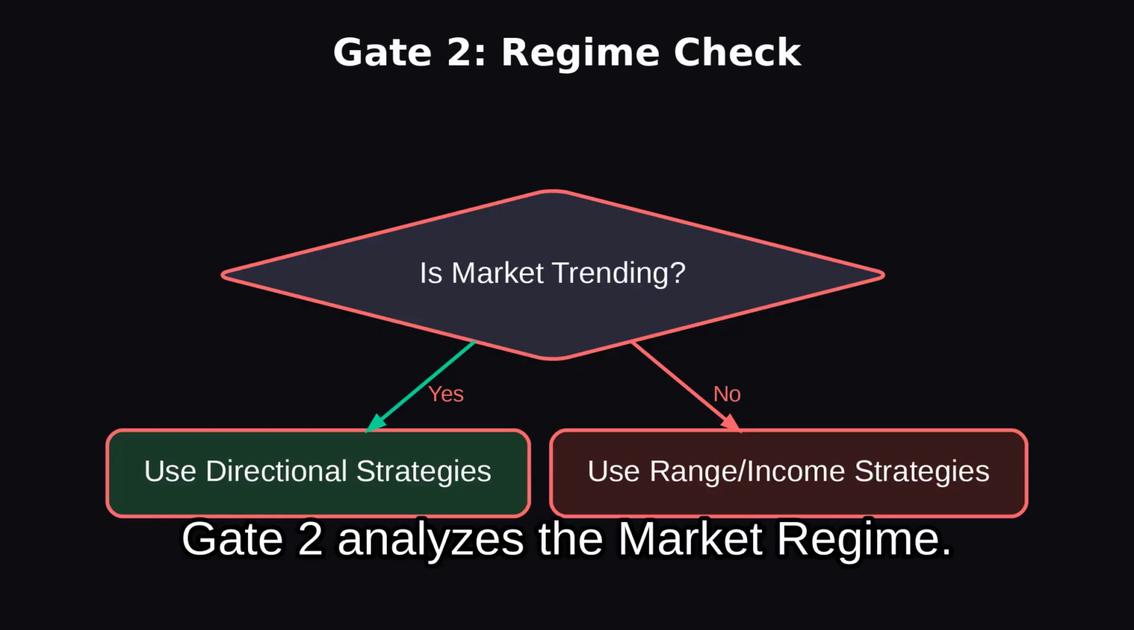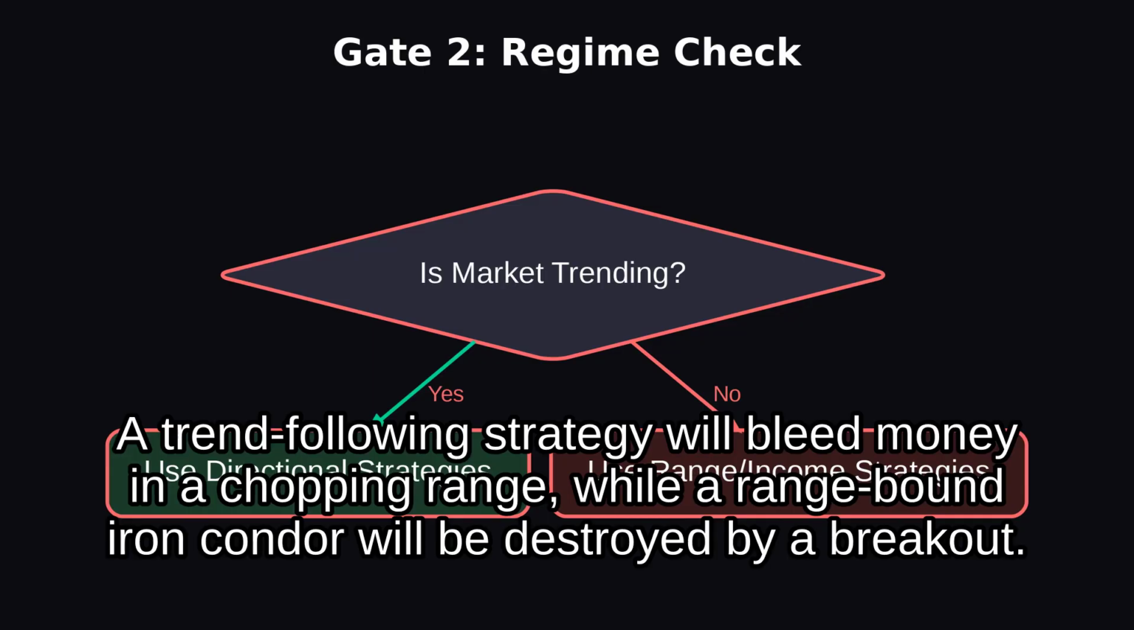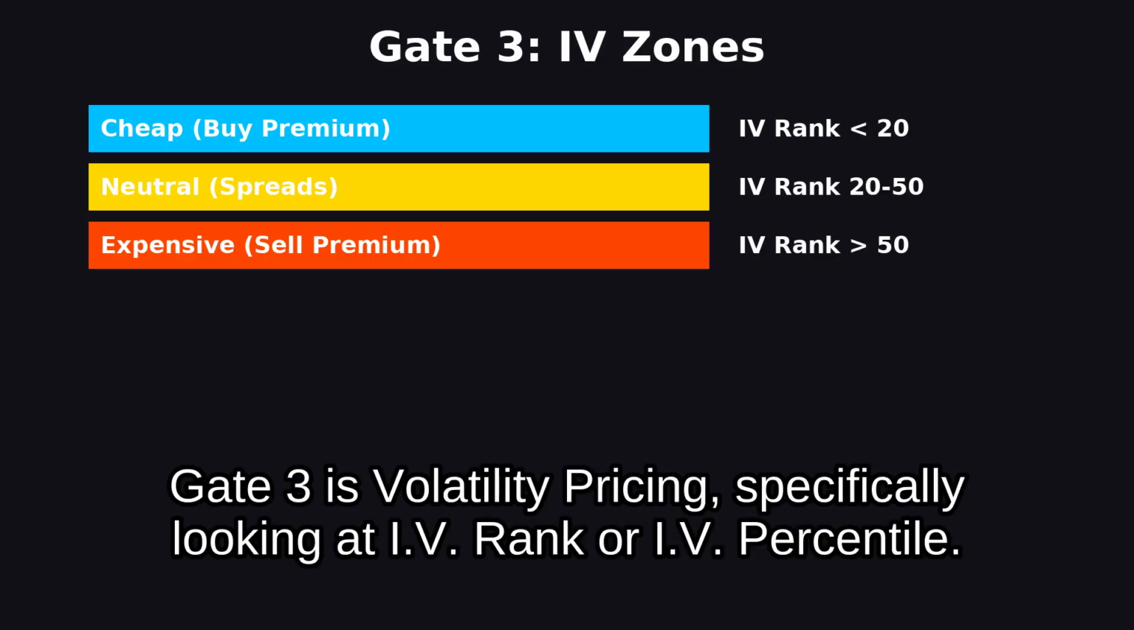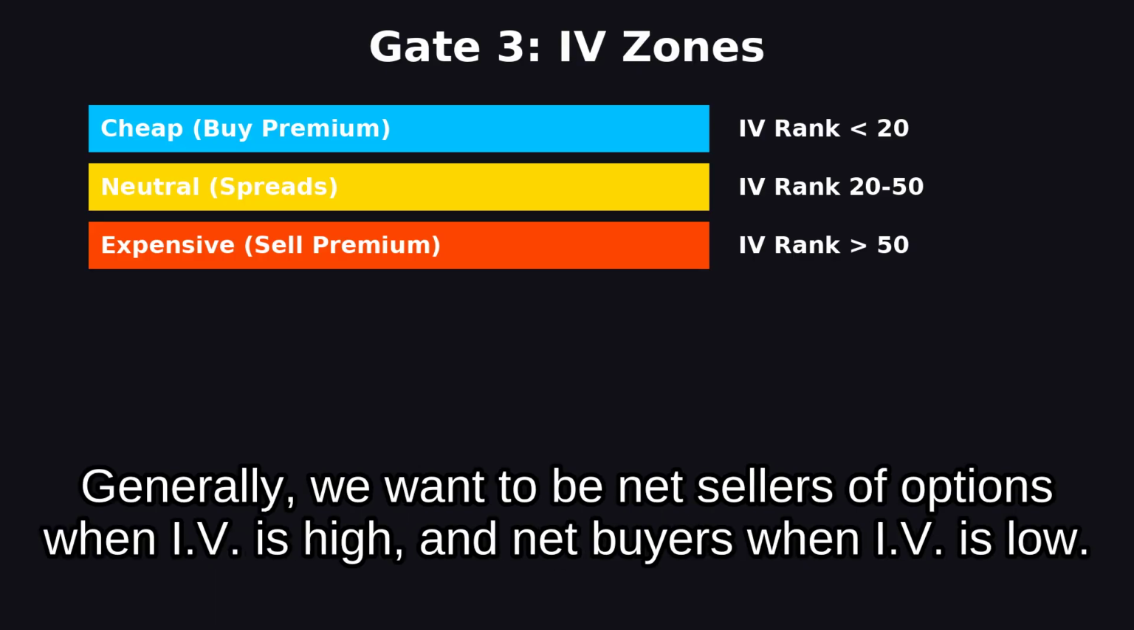Gate 2 analyzes the market regime. Is the underlying asset trending strongly, stuck in a range, or exhibiting chaotic behavior? A trend-following strategy will bleed money in a chopping range, while a range-bound iron condor will be destroyed by a breakout. Gate 3 is volatility pricing, specifically looking at IV rank or IV percentile. This determines if options are expensive or cheap relative to history. Generally, we want to be net sellers of options when IV is high and net buyers when IV is low.